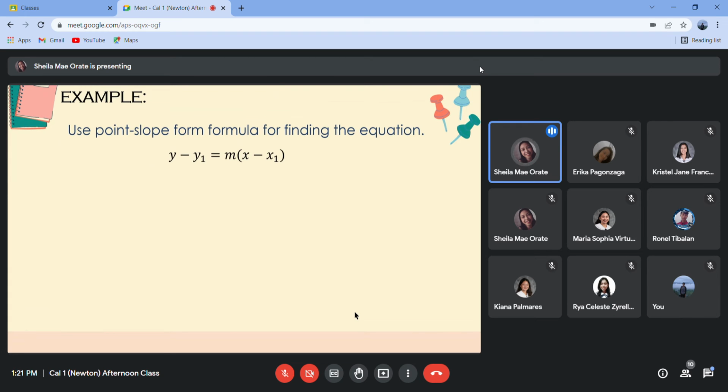We just need to input our values. Our y value earlier is 4, so we put 4 here. Then our slope is negative 4, so we put negative 4. Then our x sub 1 is negative 2. So we have y minus 4 equals negative 4 times x plus 2. What is the final equation from this? What do you think?